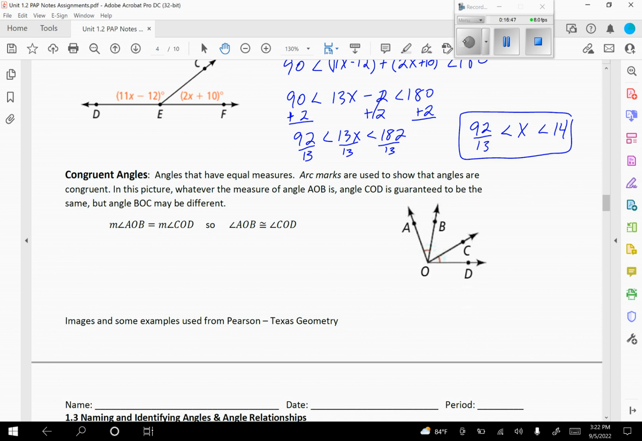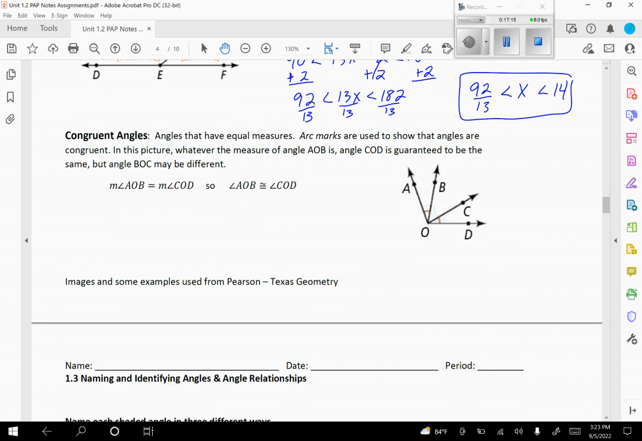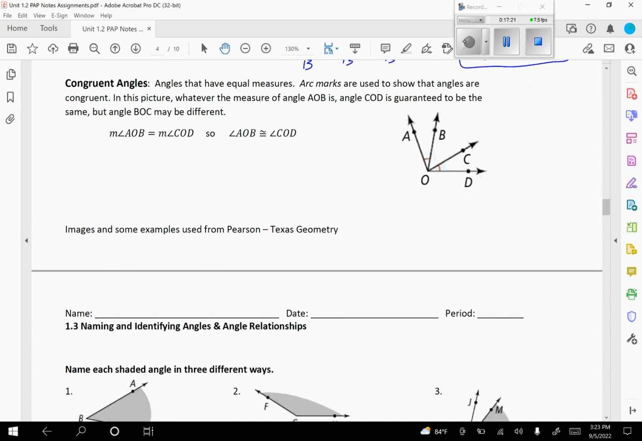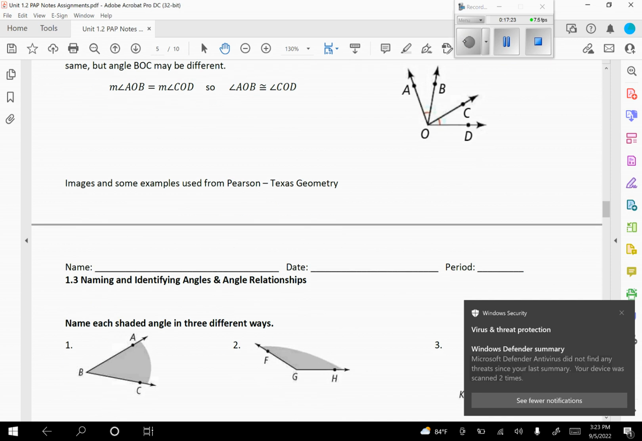Okay, and then the last thing is just kind of a note for diagrams here. It says congruent angles. They are angles that have equal measures. And like on segments, we use little tick marks. On angles, we use little arcs. So these are small curved lines right there to show that those angles are congruent. So in this picture, it is showing me the angle AOB is congruent to angle COD. Okay, so their measures are equal, which means that they are congruent. And we're going to get into exactly what that means a little bit later on.